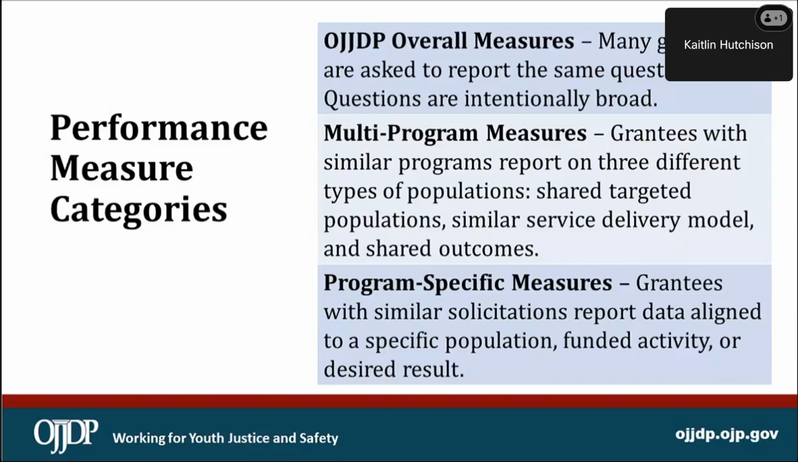You'll also see a phrase, multi-program measures. This means we have grantees with similar programs report on three different types of populations, including shared targeted populations, similar service delivery models, and shared outcomes. And the third phrase, you'll see something called program-specific measures. Those are with grantees with similar solicitations that report on data aligned to a specific population, funded activity, or desired result. We will be referring to these categories throughout this presentation.